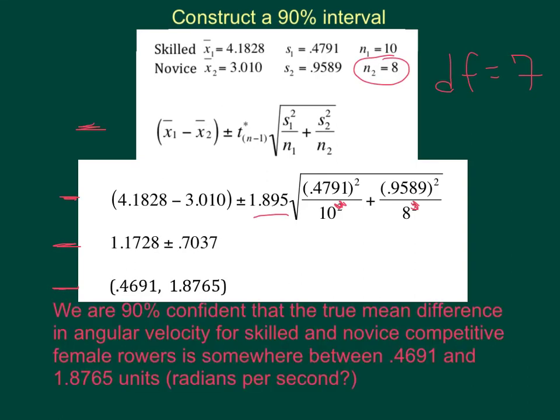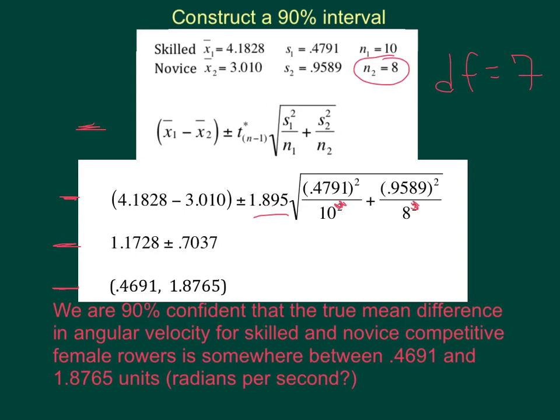So here we are. We are 90% confident that the true mean difference in angular velocity for skilled and novice competitive female rowers is somewhere between 0.4691 and 1.8765 units. I tried to dig around on the internet, and it looks like the unit should be radians per second. I put a question mark because I may be wrong, and I don't want to dwell on just the units. So I think we have a pretty good handle on what's going on here.